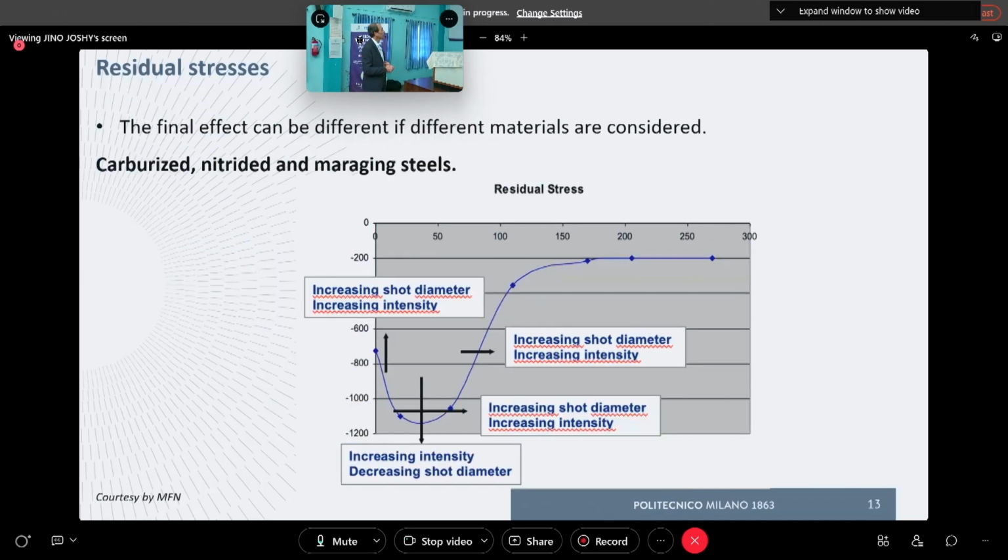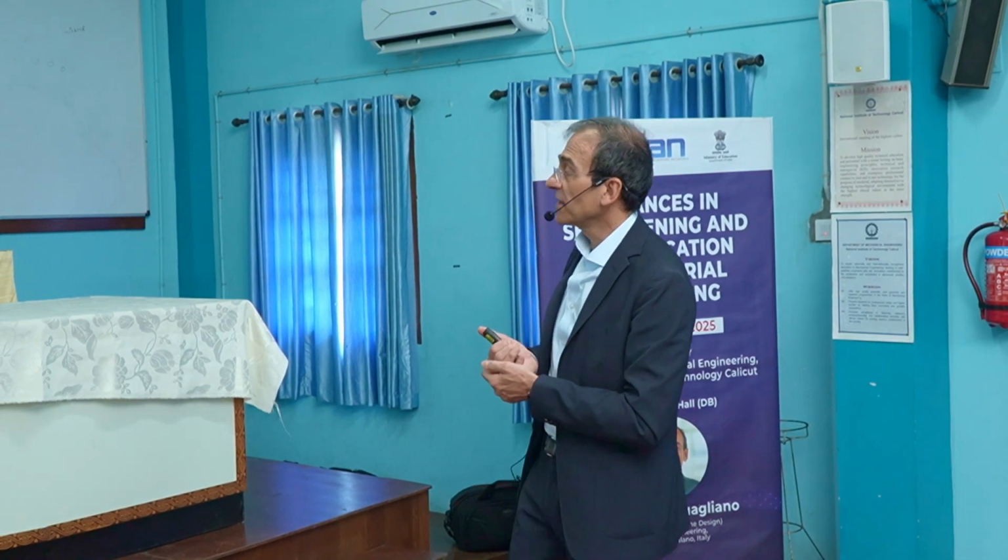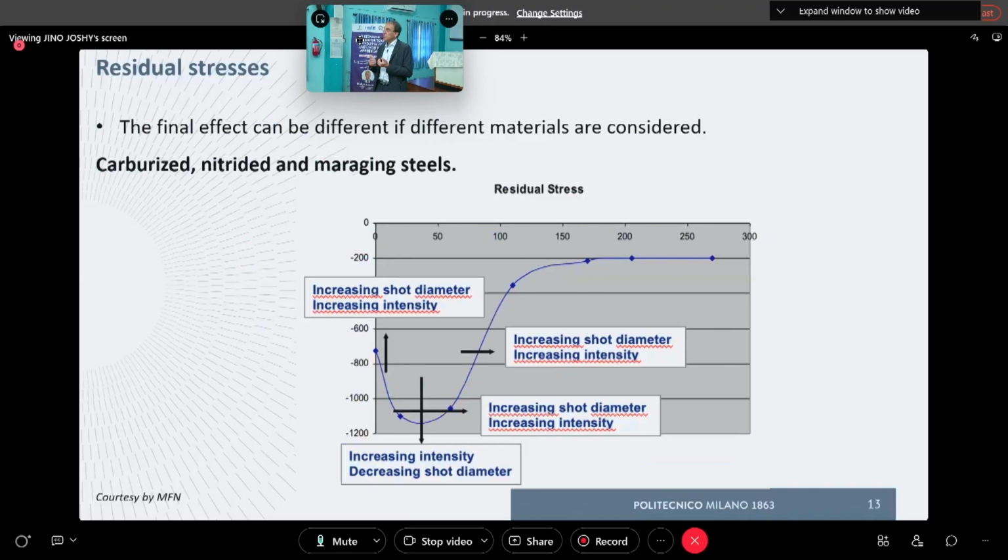Here is for carburized and nitrided, so surface hardened steel. And what is happening is that due to the higher static strength of the material, we will be able to get more evident residual stresses, related to the UTS of the material. At the same time, the depth of the compressed area will be smaller than the other material, due to the increased mechanical strength.